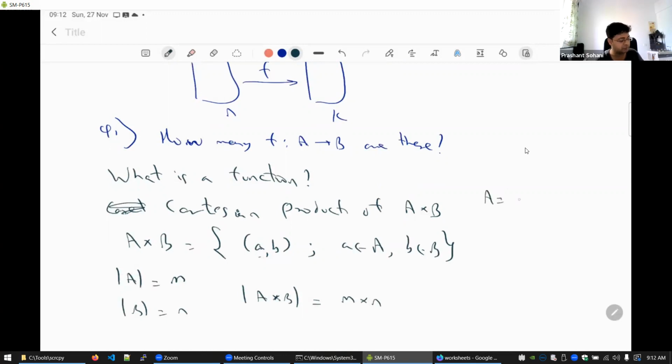I mean, a very simple example: if A is 1, 2, 3 and B is 1, 2, 3, 4, then all the pairs like 1,1, 1,2, etc., all the way to 3,4. So all the 12 pairs will be formed. So this is what we call the Cartesian product of two sets.